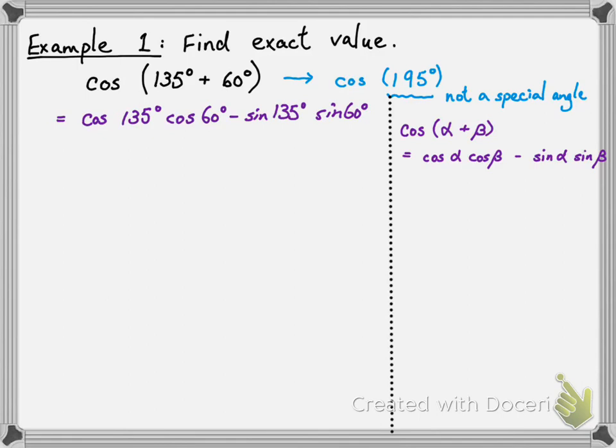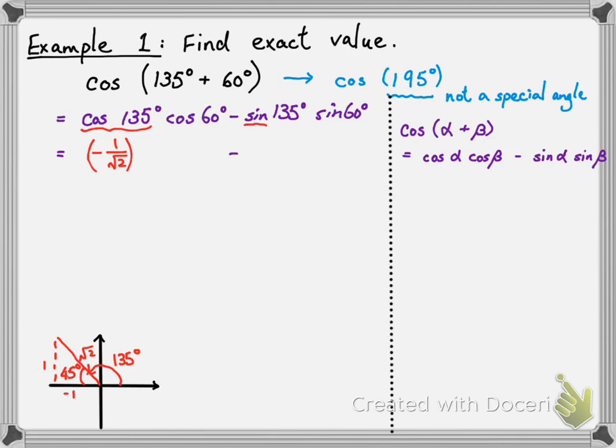sine of 60 degrees. So we will draw the 135 degrees angle, and the reference angle would be 45 degrees. The ratios are 1, 1, square root of 2. Check the sign. Yes, x is negative. Therefore, we will have cosine of 135 degrees equals negative 1 over square root of 2, and sine of 135 degrees equals 1 over square root of 2.